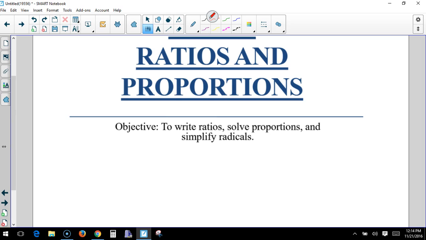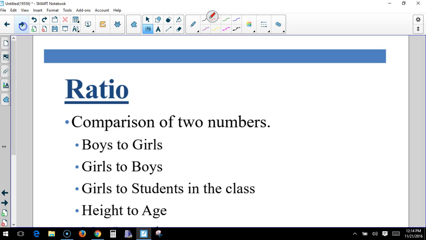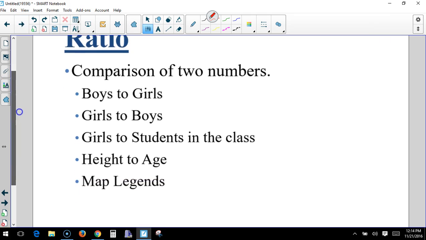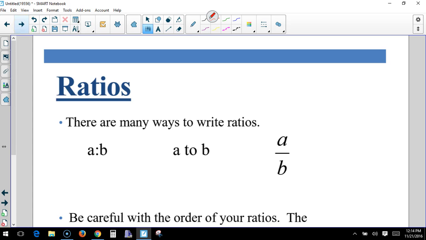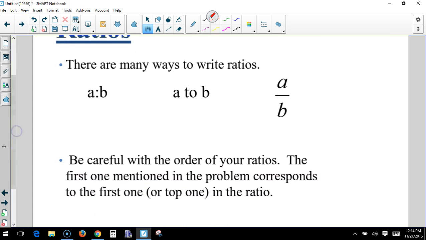So our goal is to write ratios, solve proportions, and simplify radicals. Ratios, comparison of two numbers, such as boys to girls or girls to boys. Girls to the total number of students in the class. Height compared to age. Map legends, 1 inch equals a mile or something like that. Ratios. There are 3 main ways to write ratios: with a colon separating them, the word to, and as a fraction, which we just did in our warm-up.